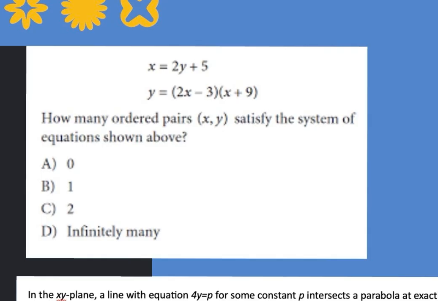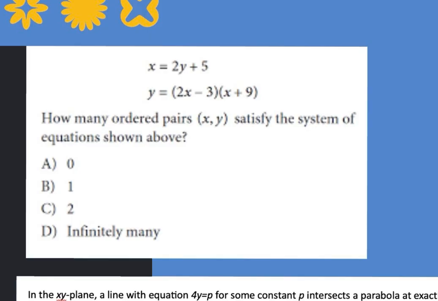All right, question 2. It says, how many ordered pairs satisfy the system of equations shown above? This is a systems of equations question. It could ask you what solution, what is the x, y that solves it, or it could ask you something like this, which just says how many solutions. So I'm going to do the same thing.